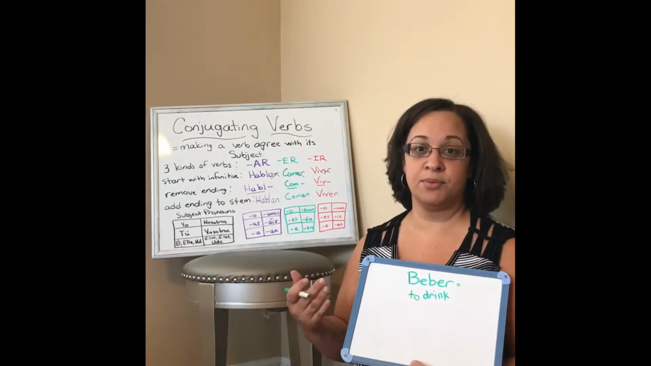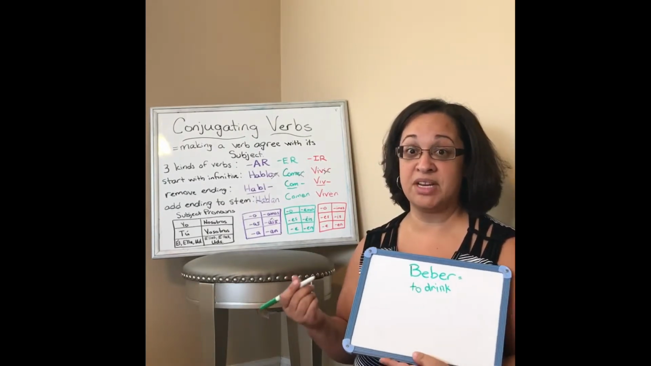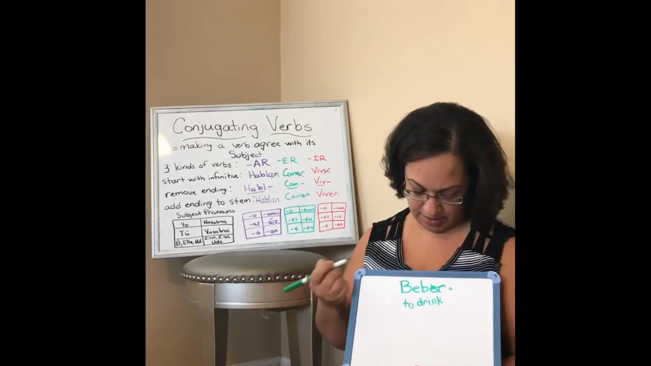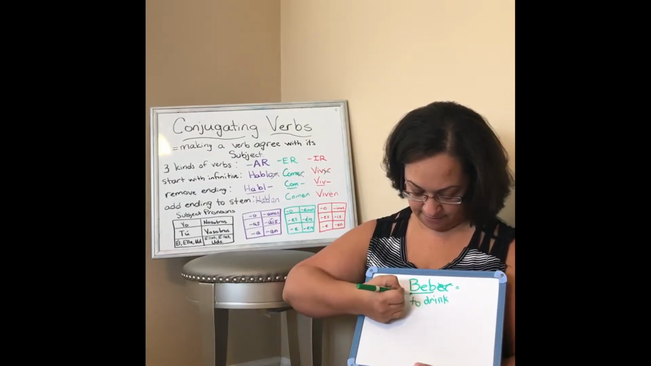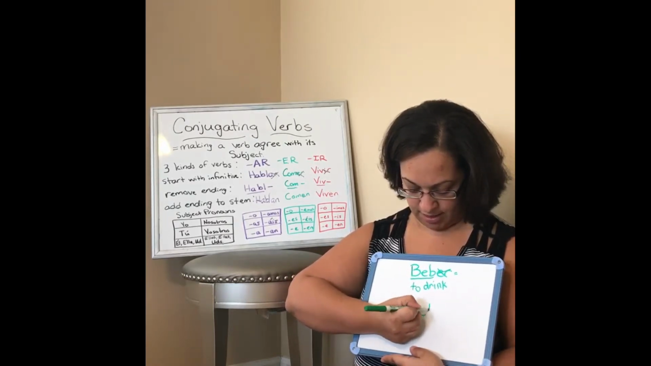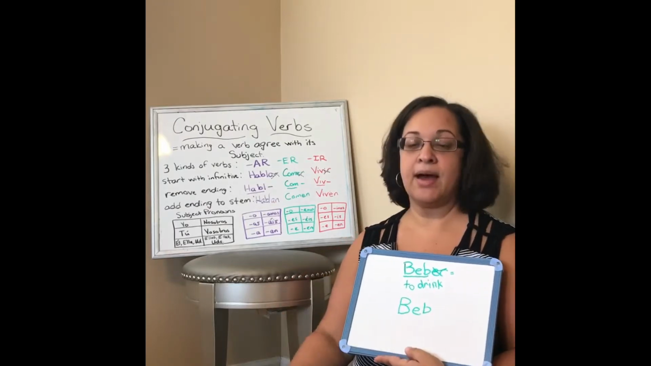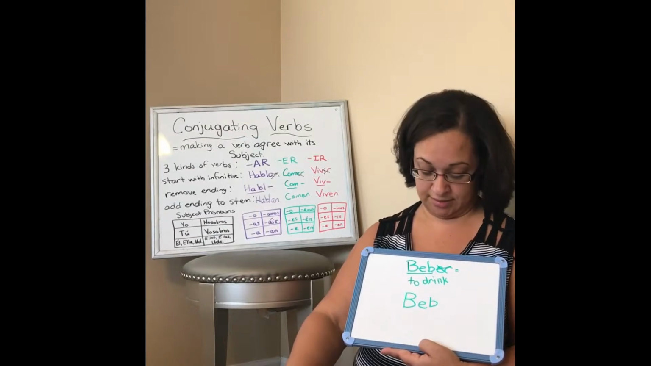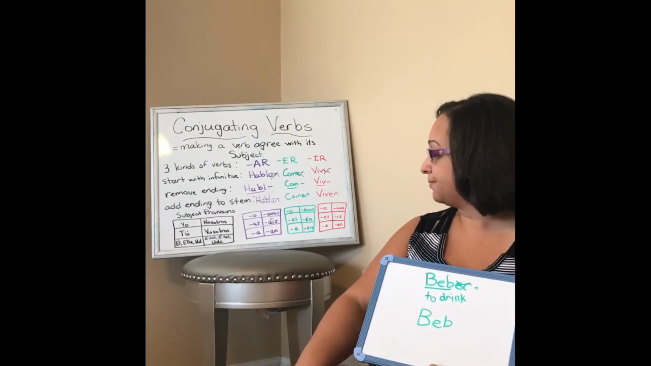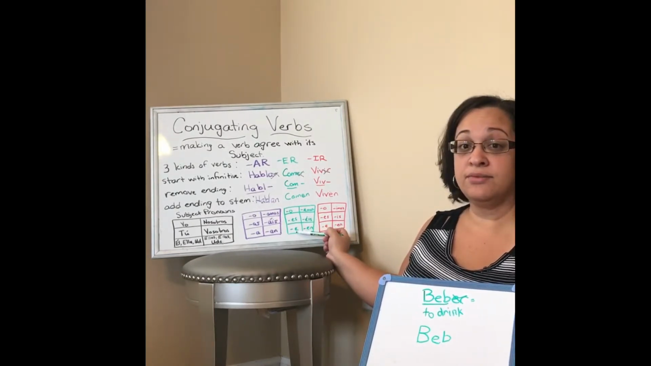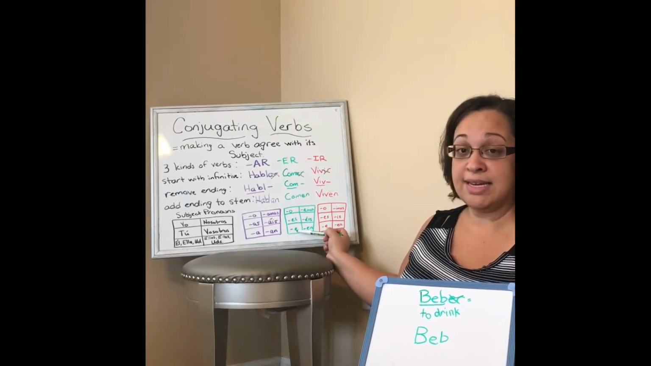So again, the first thing we're going to do is drop our infinitive ending, which is ER. So you can cross that out, and then you're left with the stem, which is B, E, B. Okay? If I want to say he or she drinks, you're going to go to your chart and look at, here you have I, you, he, she, formal you. So the ending is an E.